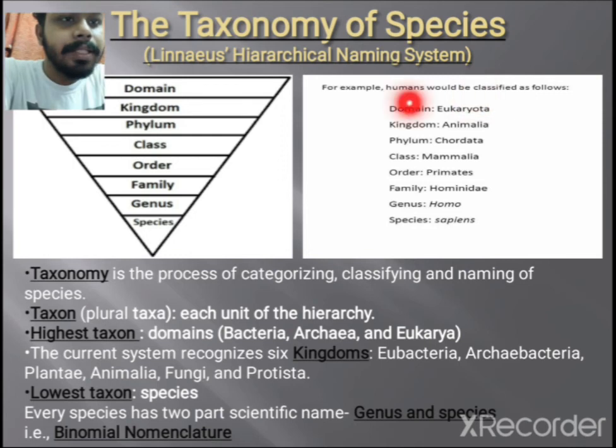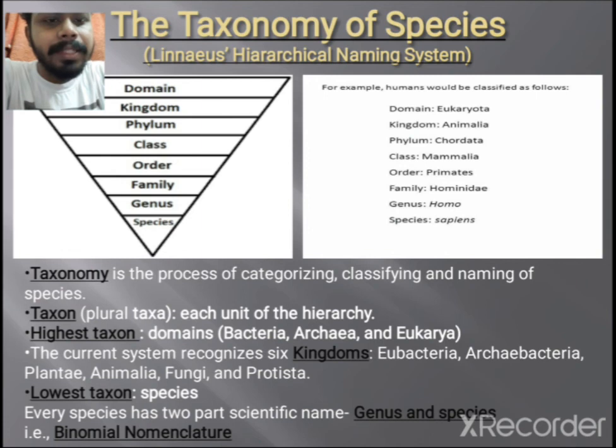And here we can look at the taxonomic hierarchy of humans. For humans the species is sapiens. So all humans belong to the same species, that is sapiens, and their genus is Homo, family is Hominidae, order is Primates, class is Mammalia, phylum is Chordata, kingdom is Animalia, and they belong to the domain Eukaryota. Okay, so this is for humans. So this is all about the taxonomy of species.